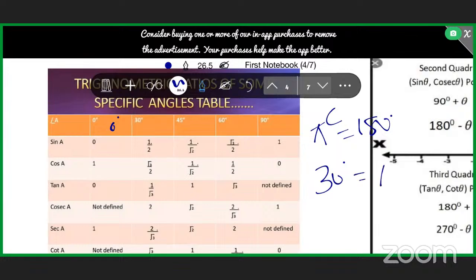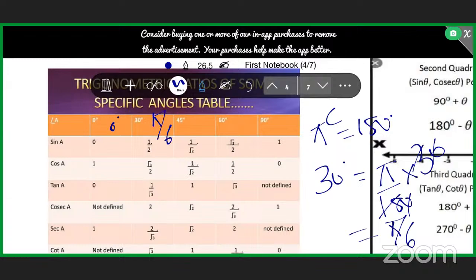1 degree is equal to pi by 180. So for 30 degree, pi by 180 into 30. So what will this do? 0, 0 cancels, 3 ones are 3, 3 sixes are 18. So 30 degree is pi by 6 radians.